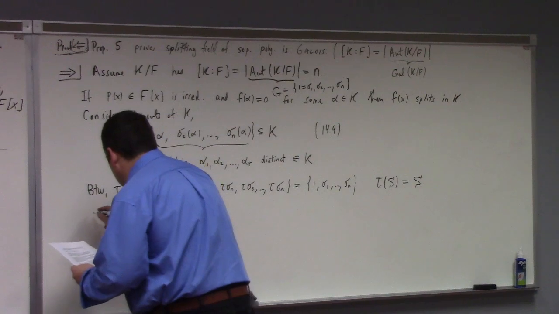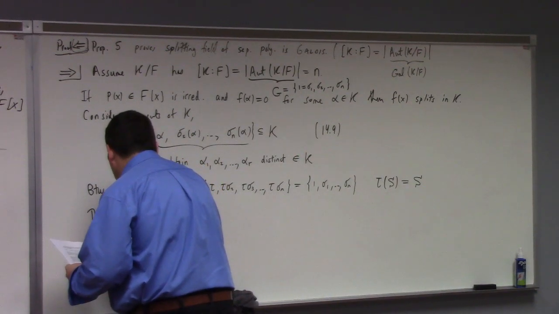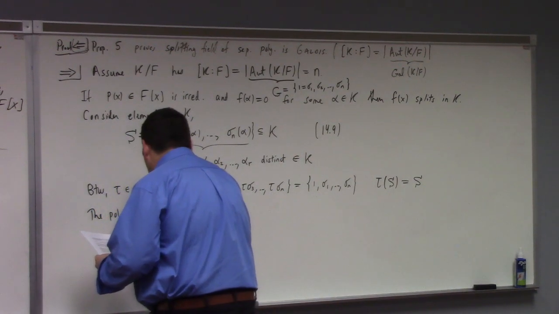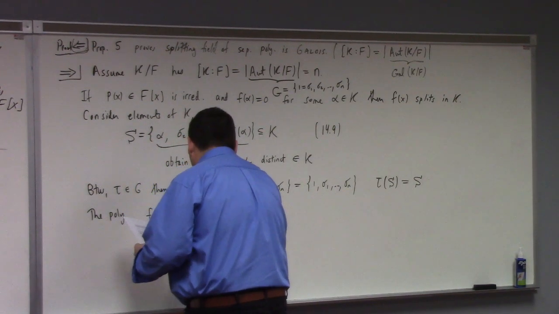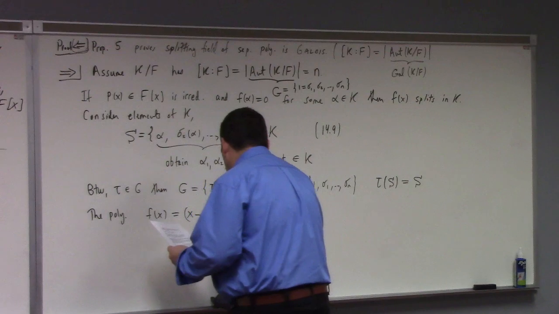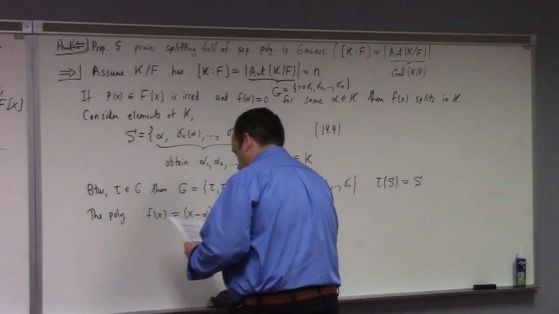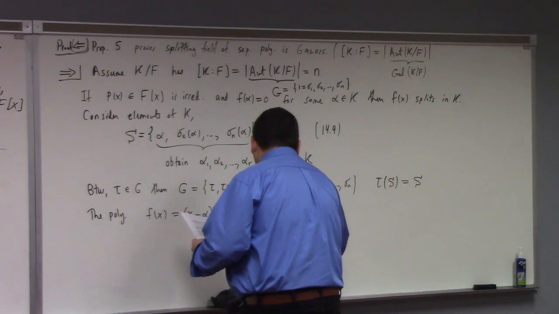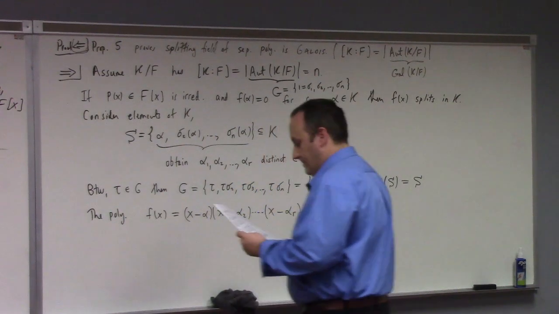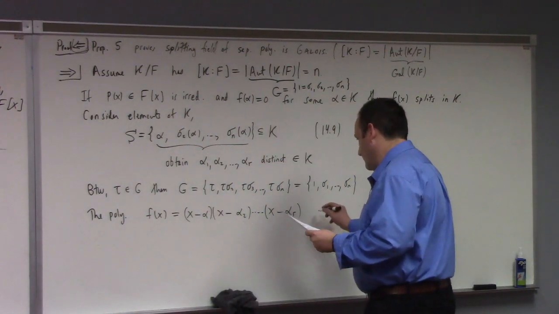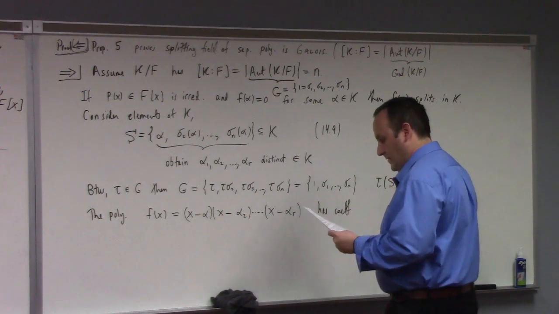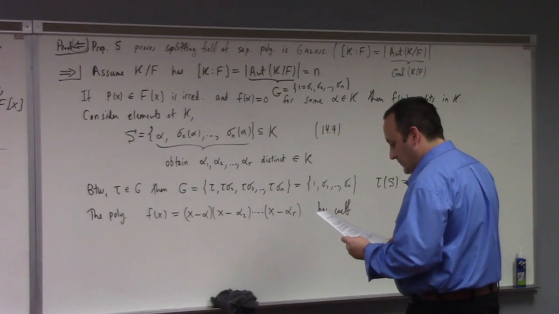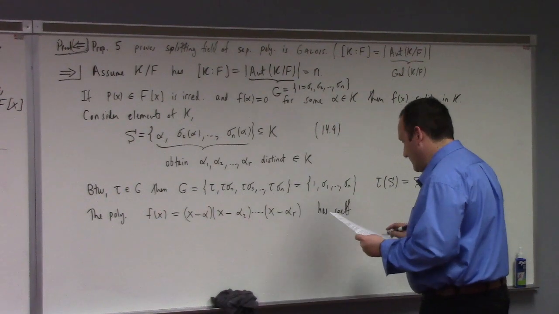He says it follows that the polynomial f of x equal to x minus alpha, x minus alpha 2, x minus alpha r has coefficients which are fixed by all the elements of G.